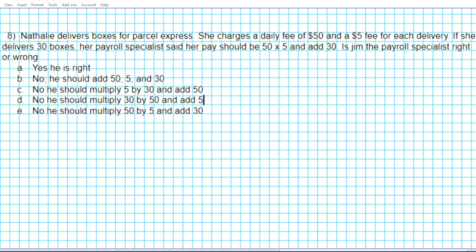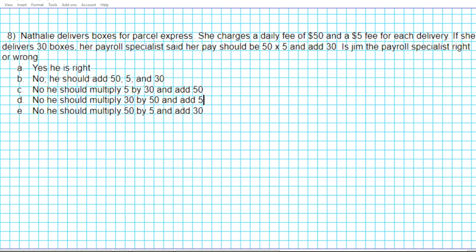Nathalie delivers boxes for Parcel Express. She charges a daily fee of $50 and a $5 fee for each delivery. If she delivers 30 boxes, her payroll specialist said her pay should be 50 times 5 and add 30. Is Jim, the payroll specialist, right or wrong? So let's go ahead and calculate how much she's going to earn.